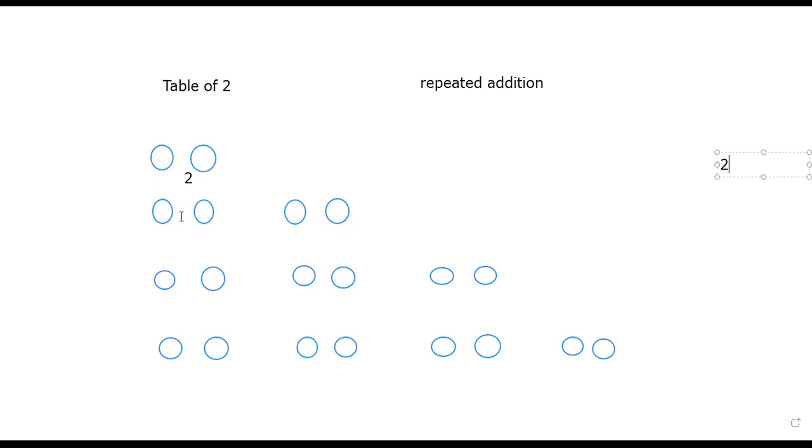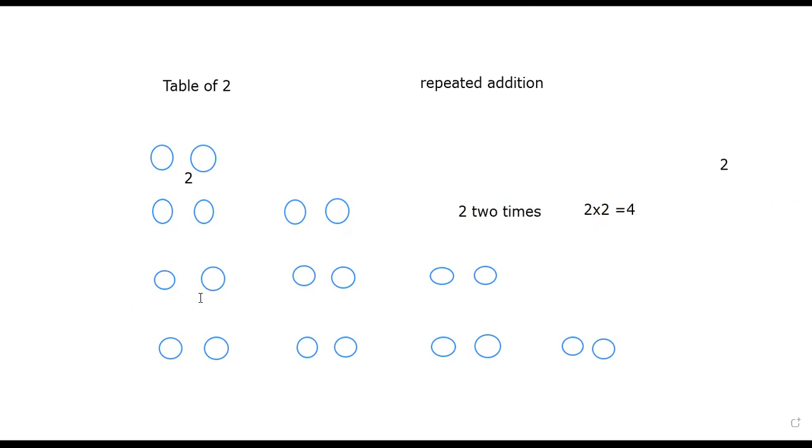Now, coming to the second picture, there are 2 balls in one group, and again 2 balls in another group. That means we are having 2 balls 2 times. How many balls? How many times? We are having 2 balls, 2 times. That means we are saying 2 twos are 4. Right? That's the way we have learned in the class, right?